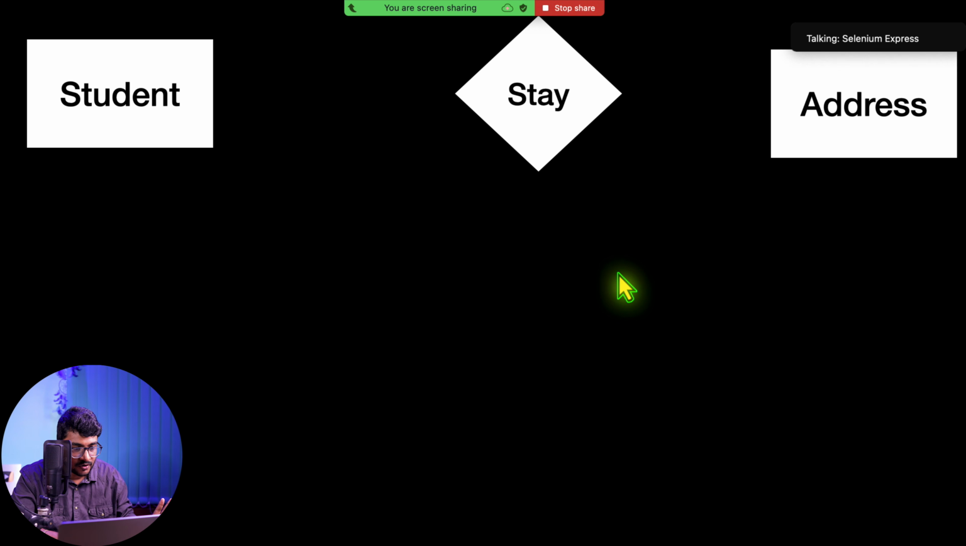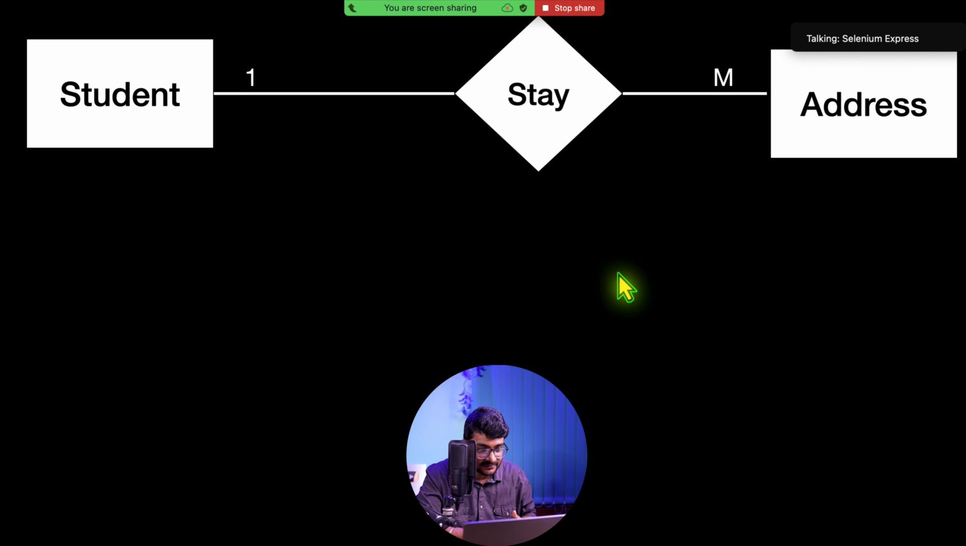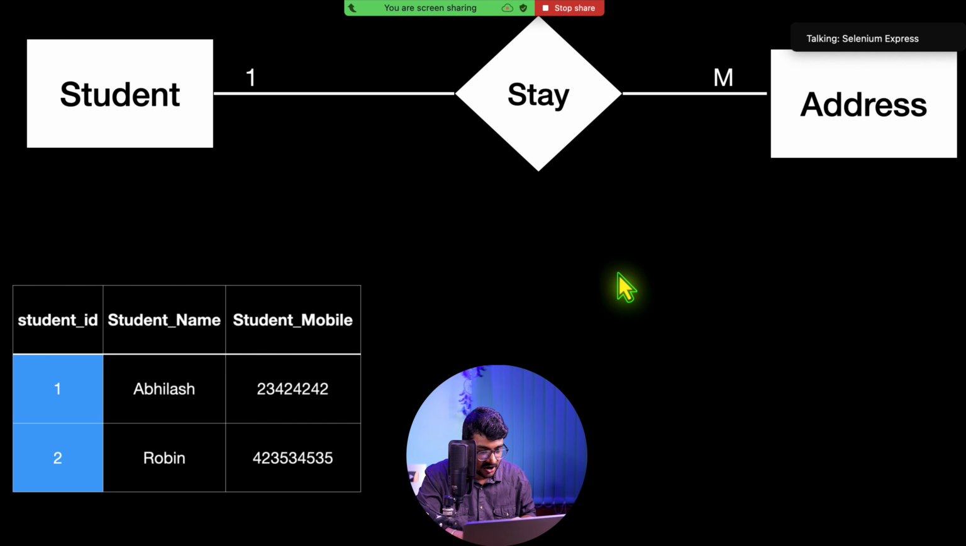Now look at this. One student will stay in one address. That's the previous scenario. But right now our scenario is we want to set up a one-to-many relationship. One student can stay in many addresses. Something like this. This is the student table. We have a student called Avilash. ID goes here, mobile number goes here. Another student, Robin, ID goes here, mobile number goes here.